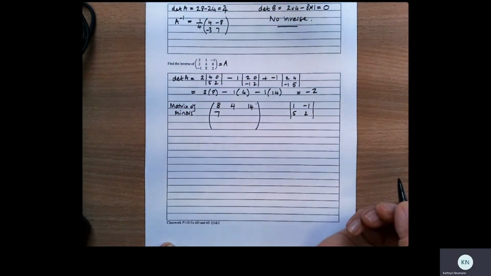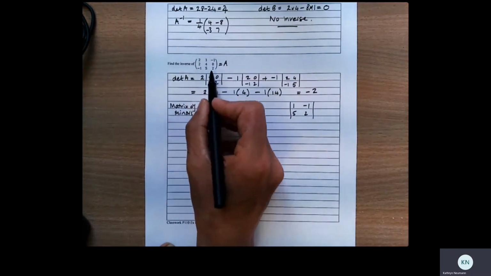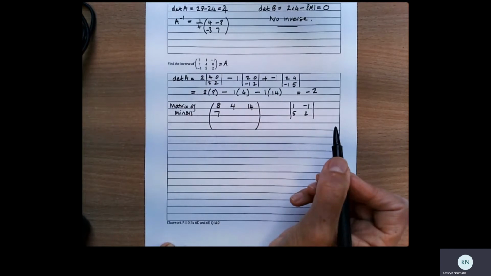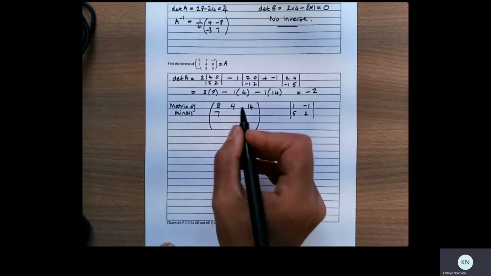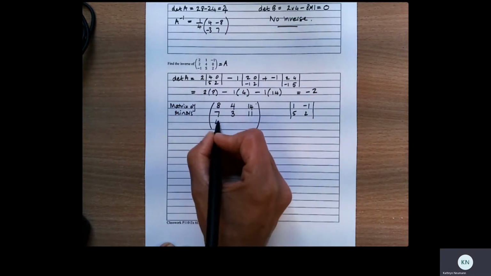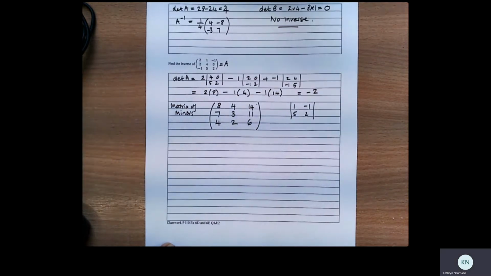So you could just pause the video now and work out the minors of the remaining elements. So if you have paused the video, here are the answers you should have got. So that's the matrix of minors.